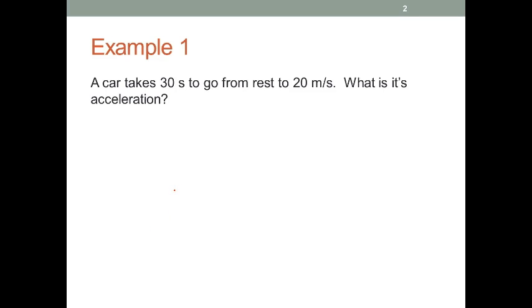So the first thing that's good to do is to remember the definition of acceleration. Acceleration is a change in velocity divided by a time. So we need to identify these things in the problem statement. 30 seconds is our time. From rest tells us our initial velocity, and 20 meters per second tells us our final velocity. Okay. So remember, change in is going to be a final minus an initial.